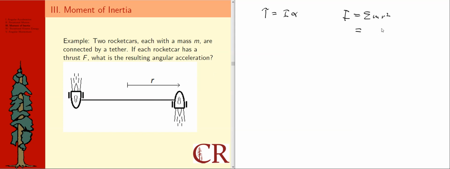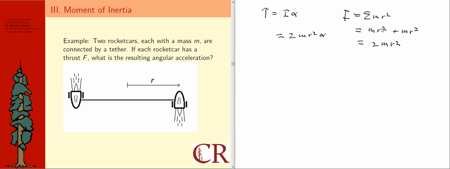So simply, it's going to be mr squared for the one rocket car plus mr squared for the other rocket car, which is equal to 2mr squared. So that's how I find I, right? That means I'm going to put in 2mr squared alpha for that side.